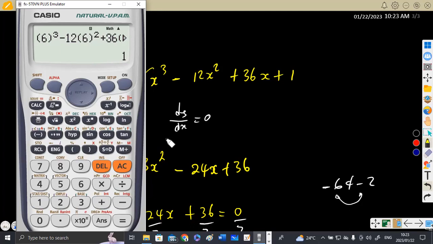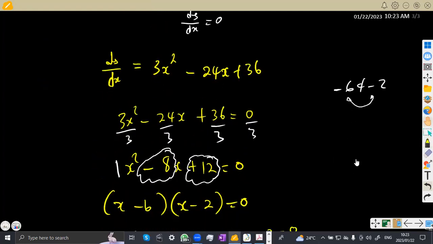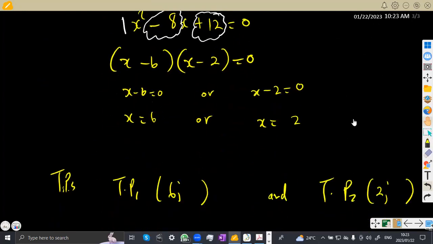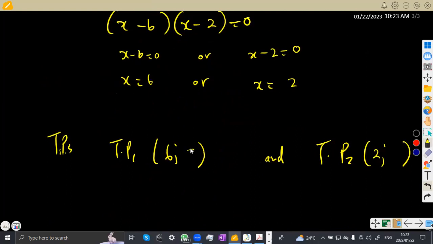Okay, so we're going to obtain positive 1, direct positive 1. So take note, guys, make sure that you actually use your calculator properly here. So when x is equal to 6, y is equal to 1.